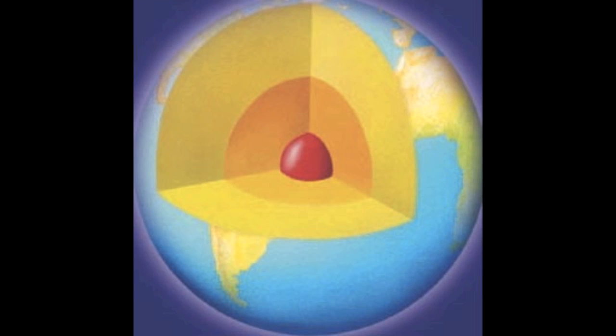Below the lithosphere is the asthenosphere. It is hot, viscous, and not quite so hard, but definitely hotter.